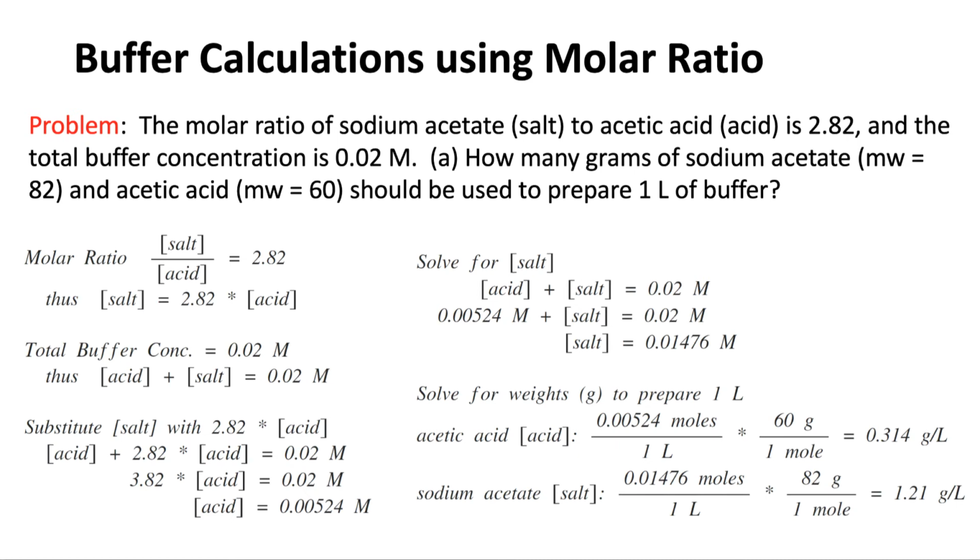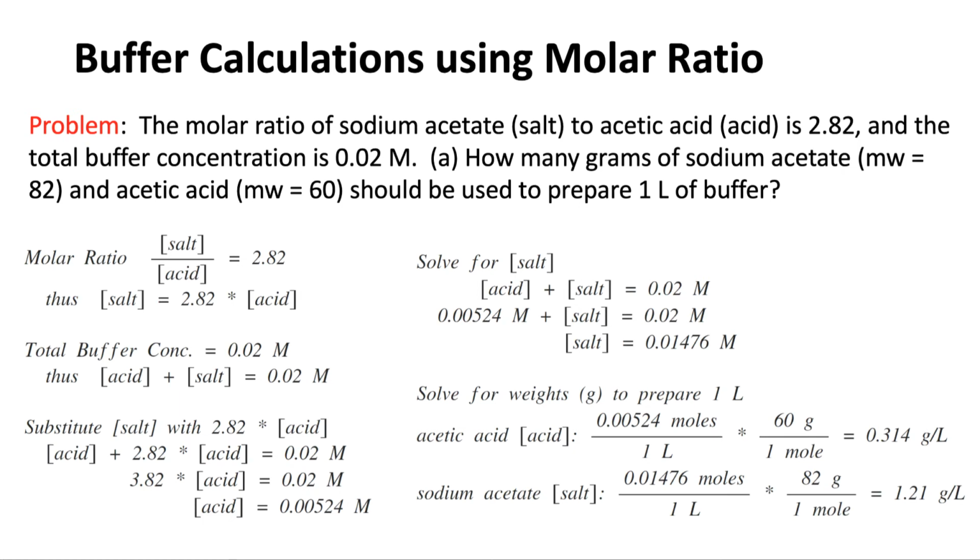We now know the molar concentration of both the salt and the acid. What does molar mean again? It means moles per liter. So to solve this final question, which wanted to know how many grams of both the salt and the acid are needed to prepare 1 liter of buffer, let's start with the acetic acid. Its required concentration is 0.00524 molar, which is the same as 0.00524 moles over 1 liter. We already have the amount of moles we need per liter. The only thing we have to do is convert that to grams, so let's multiply by the formula weight for acetic acid, 60 grams for every 1 mole.